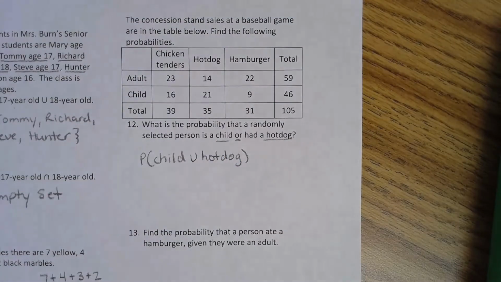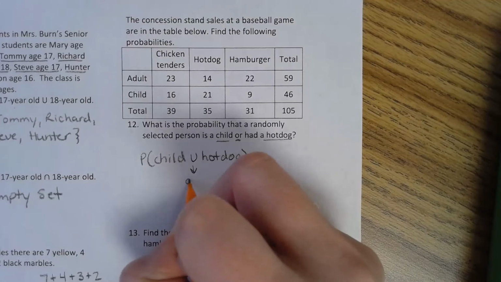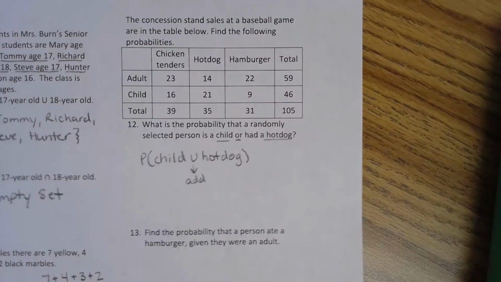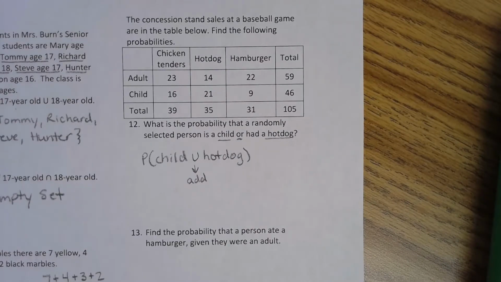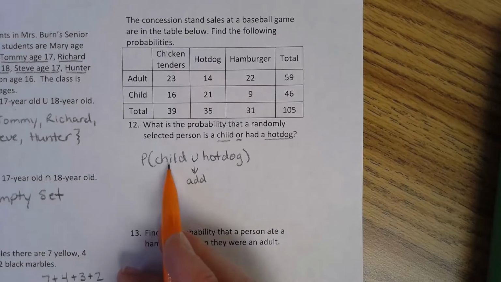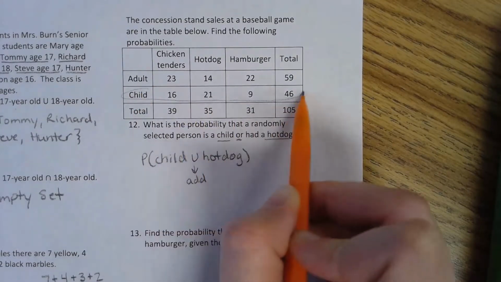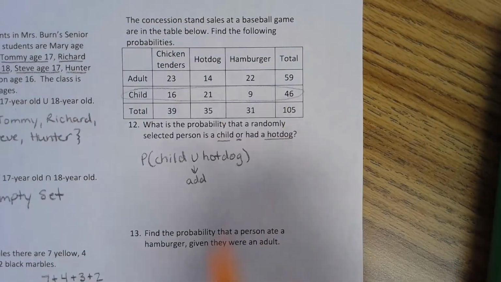Because this is an or, we're going to add our fractions. We multiply when it's an and, we add when it's an or. So the chances of this occurring, so our children, look at all the children here. We have 46 out of the 105.